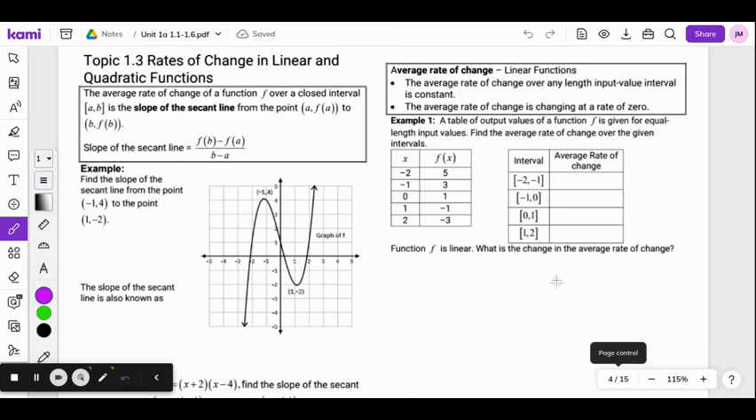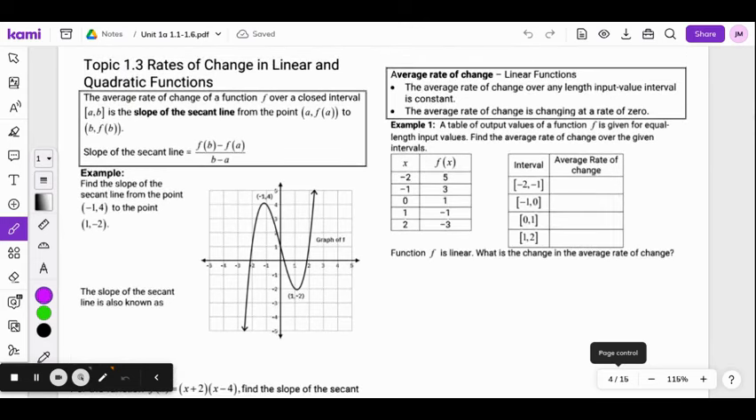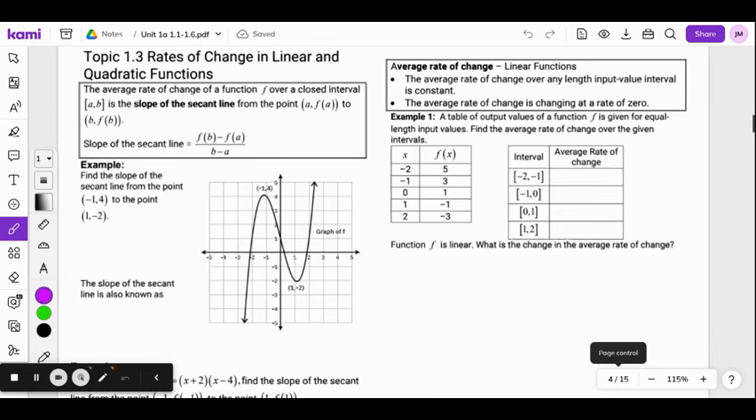Welcome to our video here on 1.3, rates of change in linear and quadratic functions. It's going to build off of our average rate of change that we just did last time. So let's start off here.